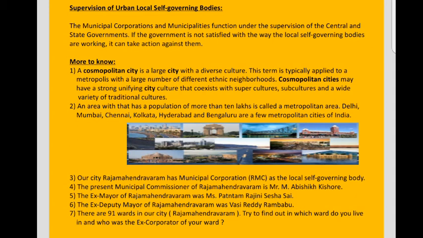The ex-mayor of Rajamahendravaram was Mrs. Pantam Rajini Seshai, children, and the ex-deputy mayor of Rajamahendravaram was Vasireddy Rambabu. Children, do you know there are 91 wards in our city, Rajamahendravaram? Try to find out who is your ward corporator and in which ward do you stay.